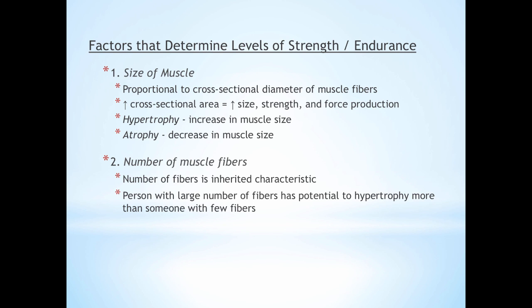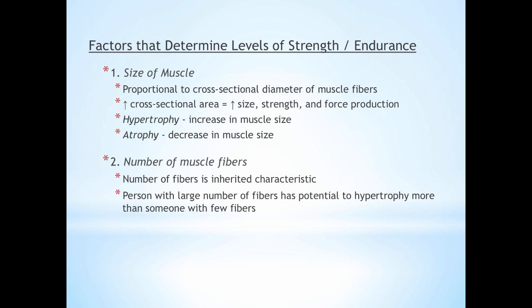So a number of things determine the levels of strength and endurance. So the size of the muscle, this is kind of a gimme. That's proportional to the cross-sectional diameter of the muscle. As you have a greater cross-sectional area, you have greater size, you have greater strength, and greater force production. Kind of makes sense. Somebody with big muscles is probably going to lift more weights than somebody that has smaller muscles. So hypertrophy is an increase in muscle size. Atrophy, as we know, is a decrease in the muscle size.